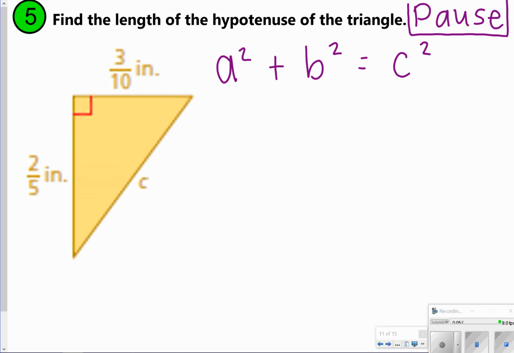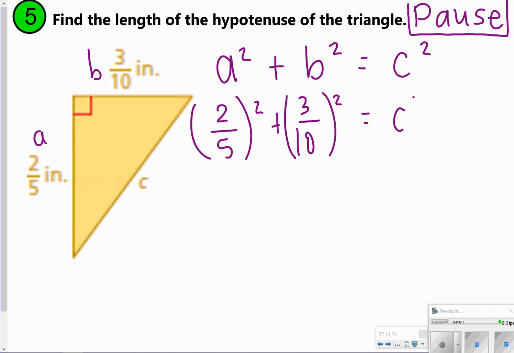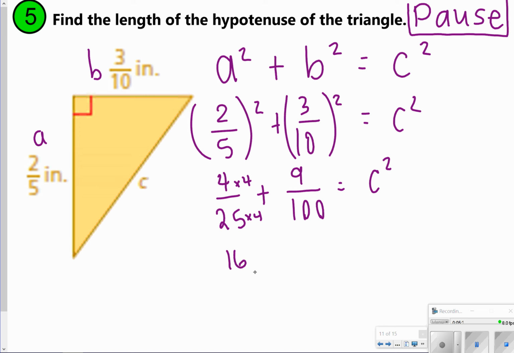Alright, for this one, I said A was 2/5 and B was 3/10. So we're doing 2/5 squared plus 3/10 squared is equal to C squared. I know 2/5 times 2/5 is 4 25ths, and 3/10 times 3/10 is 9 100ths. Okay, before I add them, I do need to have a common denominator, so what I'm going to do is change both of these to have a denominator of 100. That's going to change 4 25ths to 16 hundredths plus 9 hundredths equals C squared.